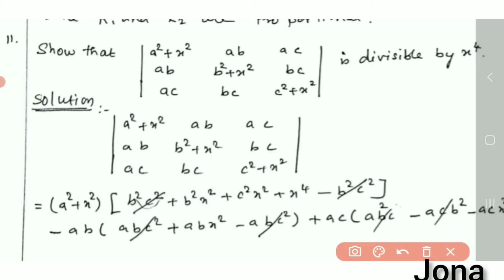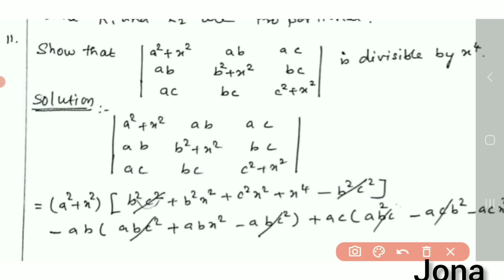Next, we have to put the minus symbol here. This is plus, this is minus, this is plus, isn't it? So put this minus symbol here. AB, this AB into, we have to leave this column and this row. So we have to cross multiply these two. That means AB c square plus AB x square. And then the other side we multiply these two, minus, put minus there, a square b c square.